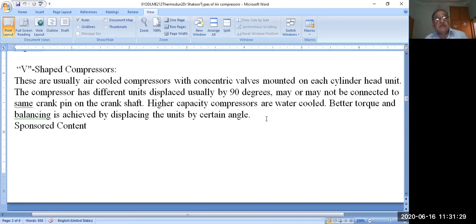The units of the compressor are usually displaced by 90 degrees, and may or may not be connected to the same crank pin or the crankshaft. Higher capacity compressors are water-cooled. Better torque and balancing are achieved by displacing the units by a certain angle.